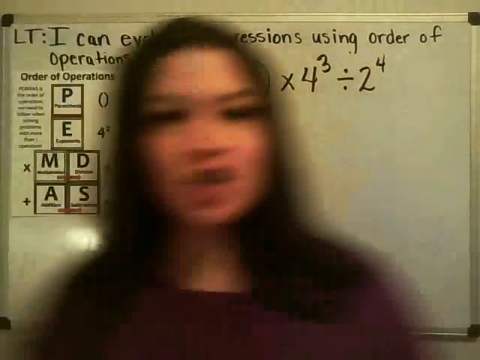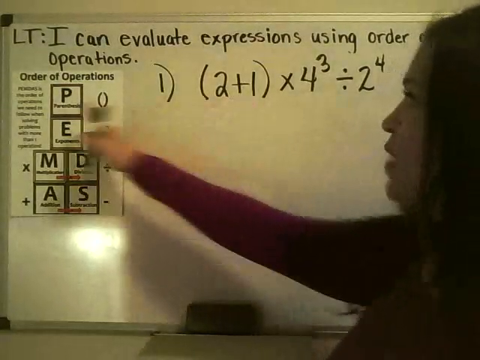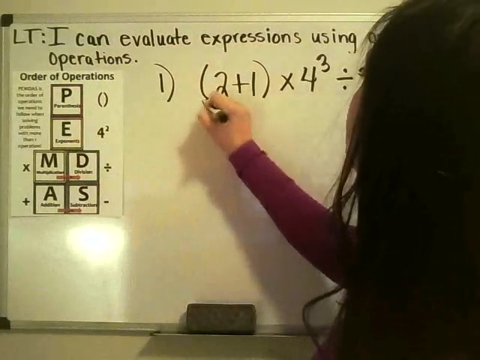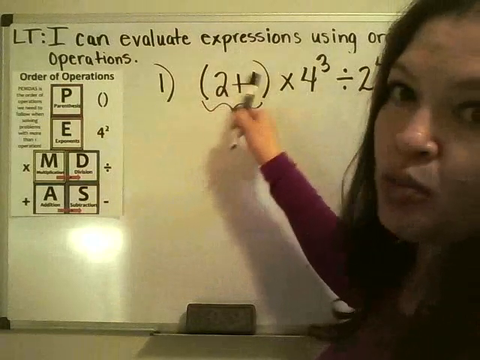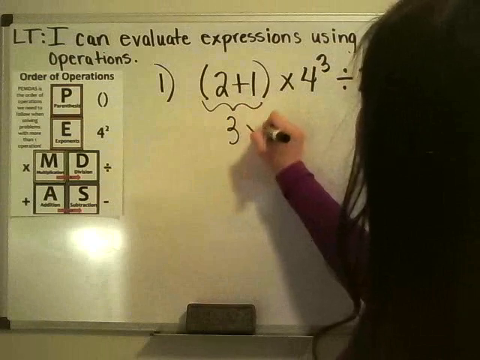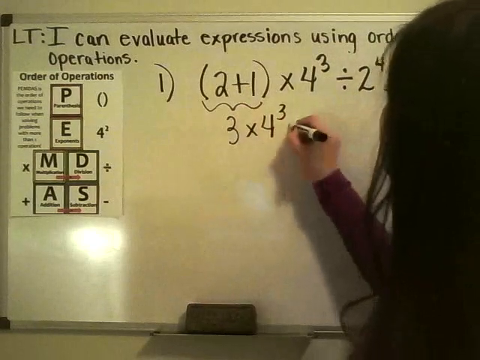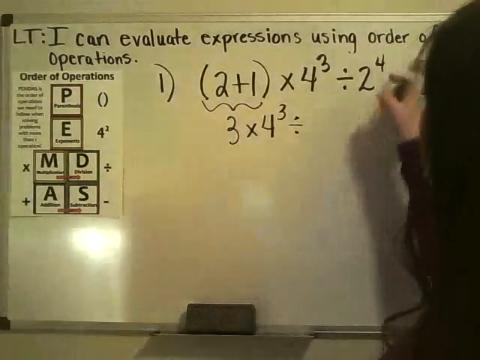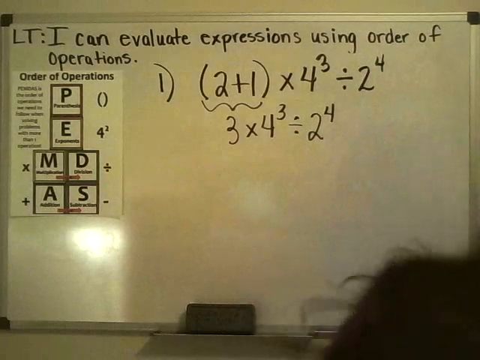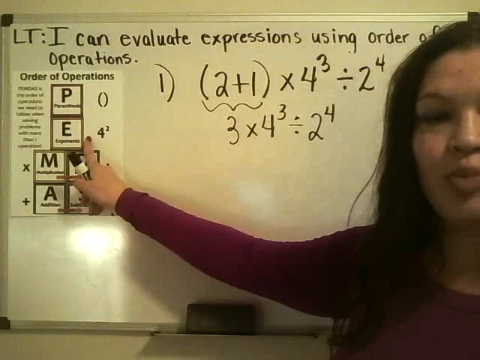All right, so looking at the expression, which part are you going to do first? Hopefully you are saying, I got to do parentheses first, and that is correct. So we're going to solve this part. We're going to say 2 plus 1 is 3. Bring down everything you have left. 3 times 4 cubed divided by 2 to the 4th power. All right, so if parentheses are done, then you get to move down to exponents.